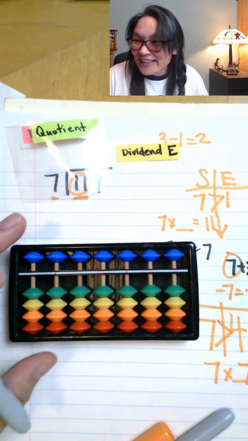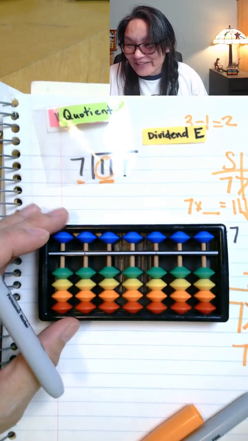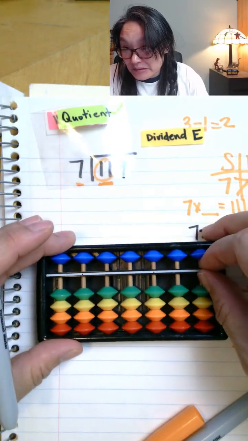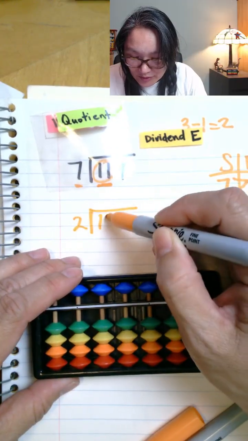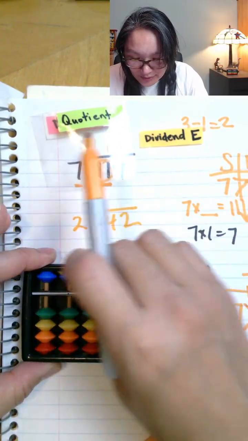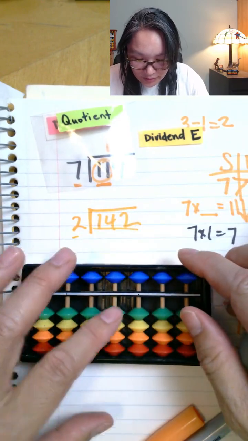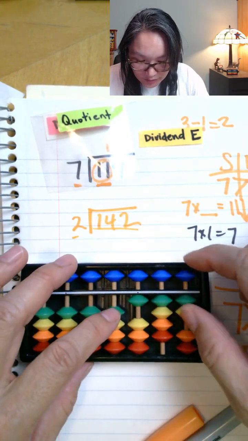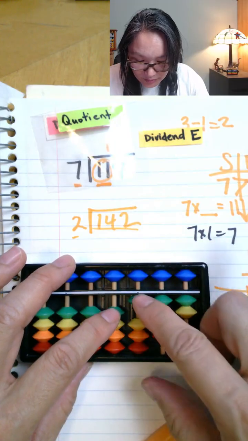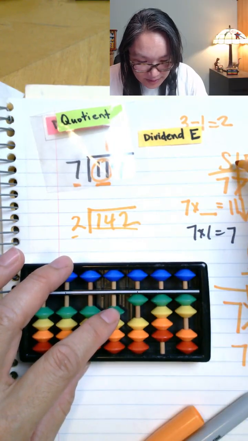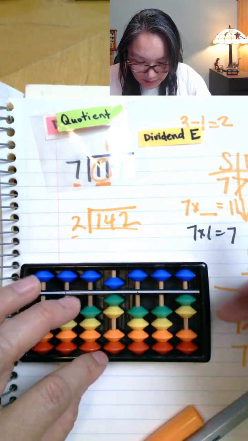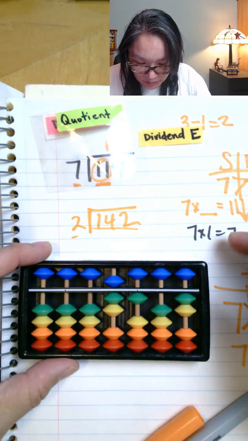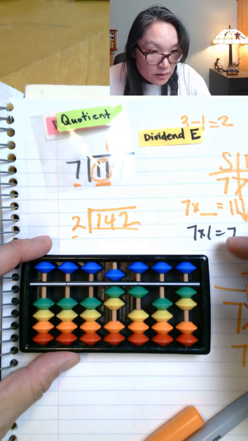Okay, so this would be easy. 2, 4, 2, right? So 3, 1, 2, 1, 4, 2. My divisor is bigger, so I need 14. So I put 7 and then 2. So it's 71.